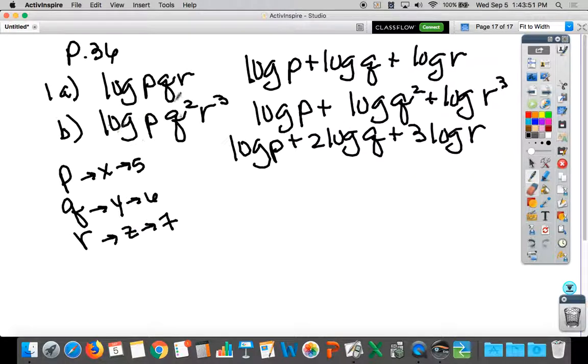Okay, so up here, what I want you to do is you're going to type in log. Instead of p, we're going to put x. Instead of q, we're going to put y. Make sure we square it. And instead of r, we're going to put z and make sure you cube it. So do that, log x, y squared, z cubed. And tell me what number you get.